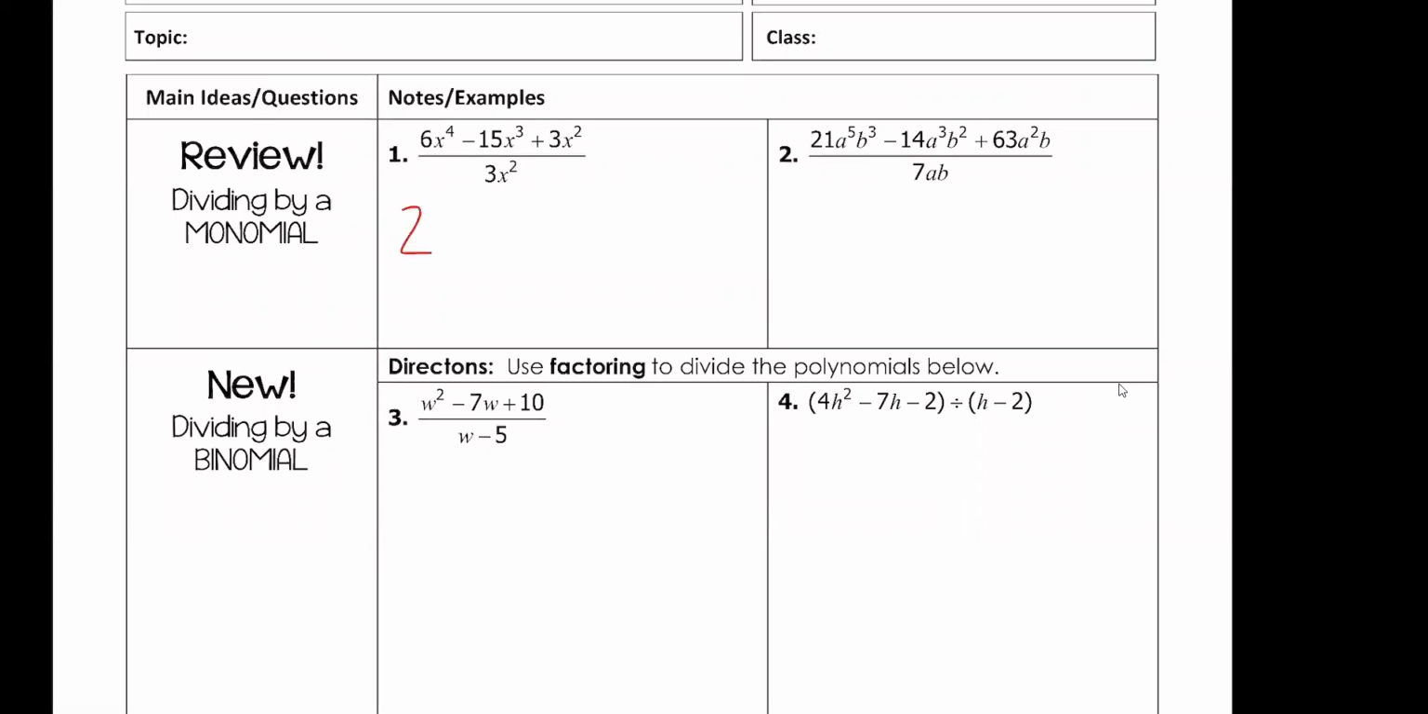And then remember, when you divide like powers, you subtract. It's kind of like you're canceling out two x's. So you would have x squared because 4 minus 2. Then we would do the next term. So 15 divided by 3 would be 5. 3 x's canceling out 2 x's would just be a single x. And then lastly, 3x squared divided by 3x squared would just be 1. So this would be our answer.